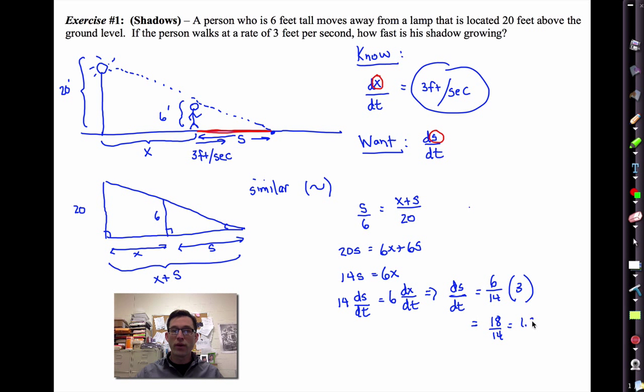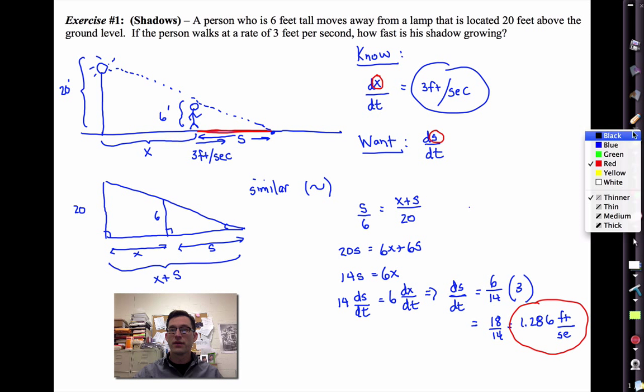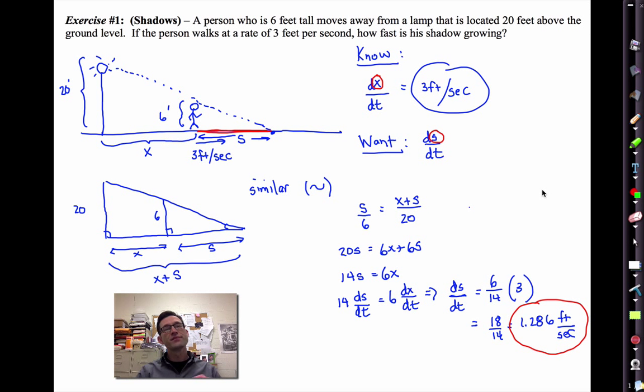I like 1.286 feet per second. That should have had a C at the end of second. What are you going to do? I guess what I'm going to do is put one in. All right, that's kind of cool, isn't it?